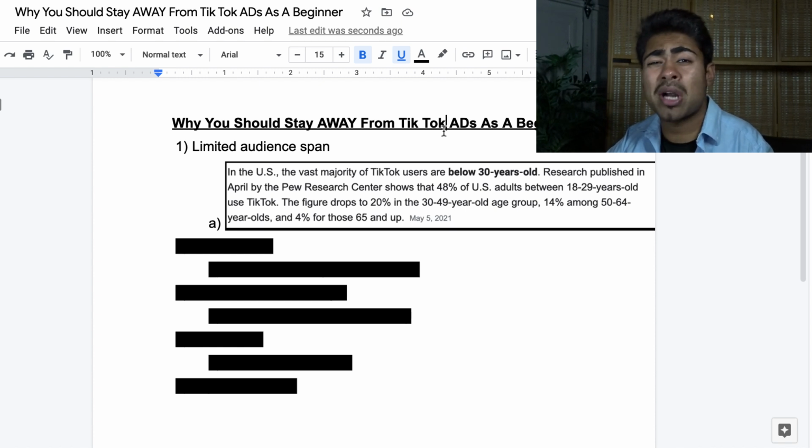I want you to go out and try to find one 50-year-old or one 60-year-old that currently uses TikTok actively and watches all of the videos on TikTok actively. I'll even give you $100 if you're able to do that. The sad part is it is going to be very difficult for you to find somebody within that audience span, because, as it says right here, I've taken this directly from Google, in the US, the vast majority of TikTok users are below 30 years old, and you simply cannot change that. In fact, 48% of US adults are between 18 and 29, and it drops all the way down to 20% for the 30 to 49 age group, then even down to 14% for 50 to 64, and 4% for those 65 and above.